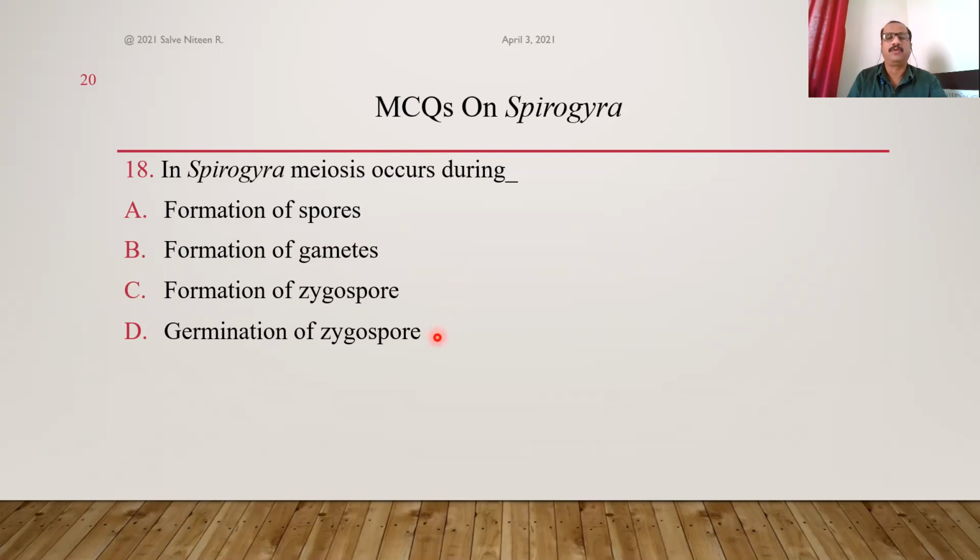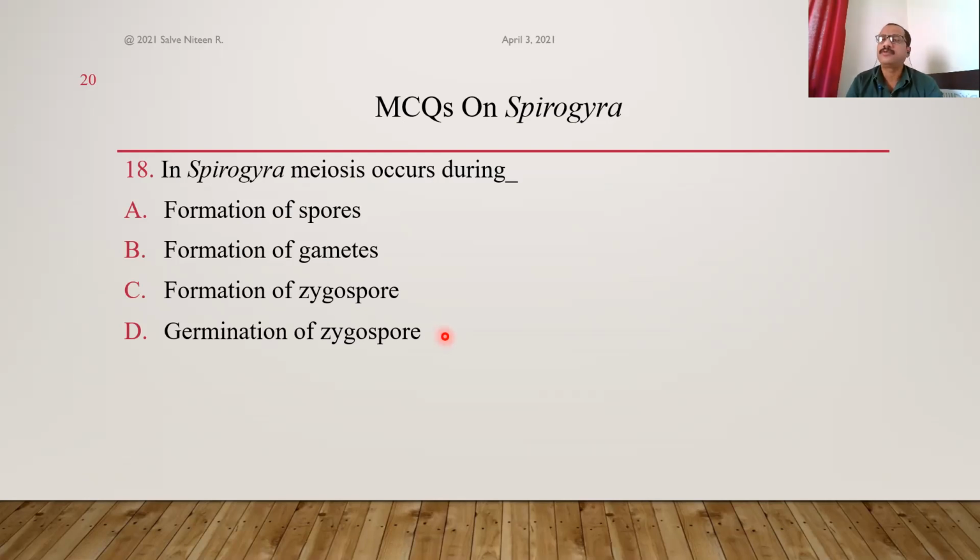here during germination of zygospore, because during germination, as I just told, the diploid nucleus of the zygospore undergoes meiosis, and usually from 4 haploid nuclei, 4 haploid spores are formed, which are called meiospores. But in the case of Spirogyra, it is surprising. Spirogyra is an aquatic alga, but in this aquatic alga there is total absence of flagellated structures, whether they are spores or gametes. Non-flagellated gametes are present. So here there is no formation of zoospores. There is total absence of meiospores.